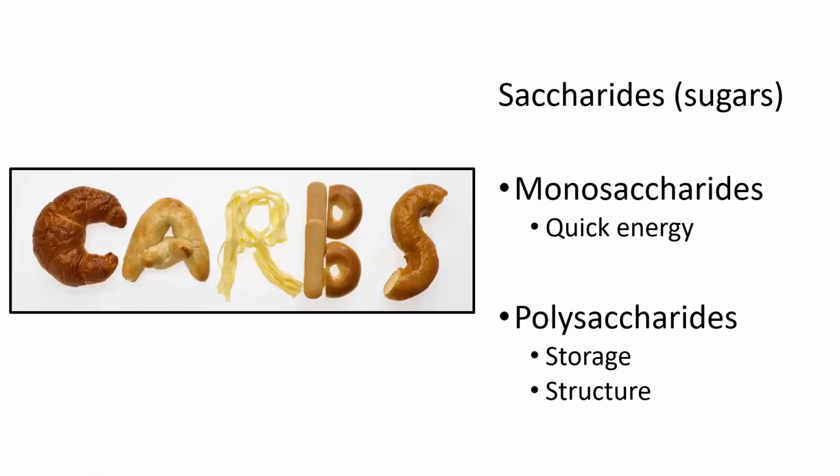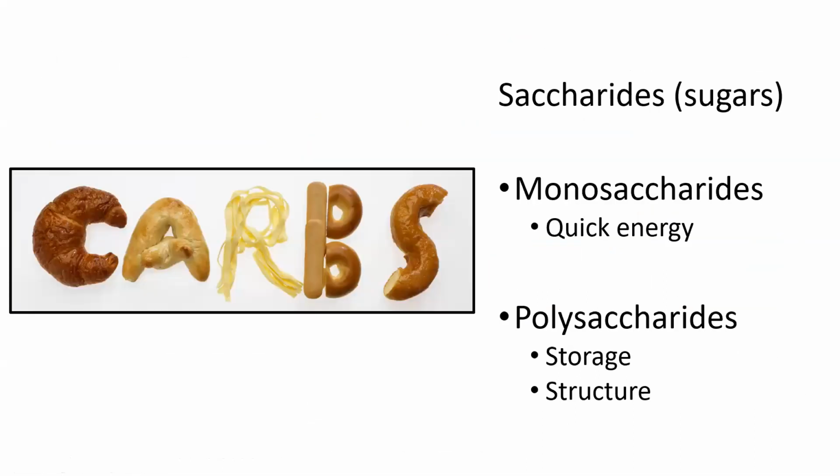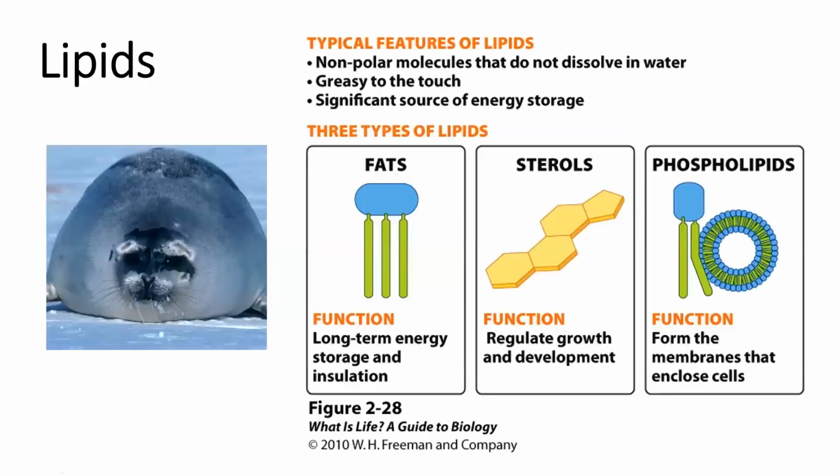All right, again, monosaccharide, polysaccharides, the carb. That's a really cool image right here, right? Croissant, bagels, some pasta, breadsticks, bagels again, and donut, to form carbs. All right, so that is the discussion of carbs.